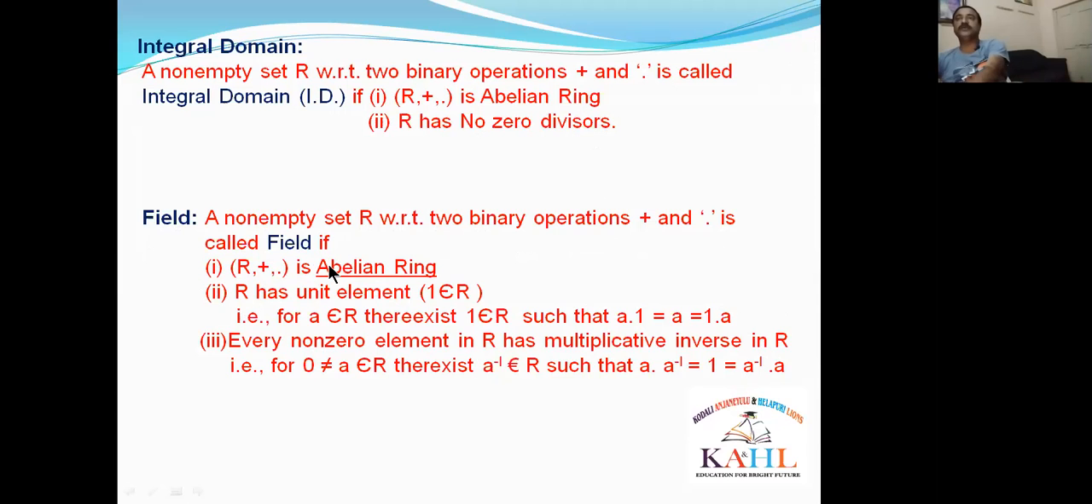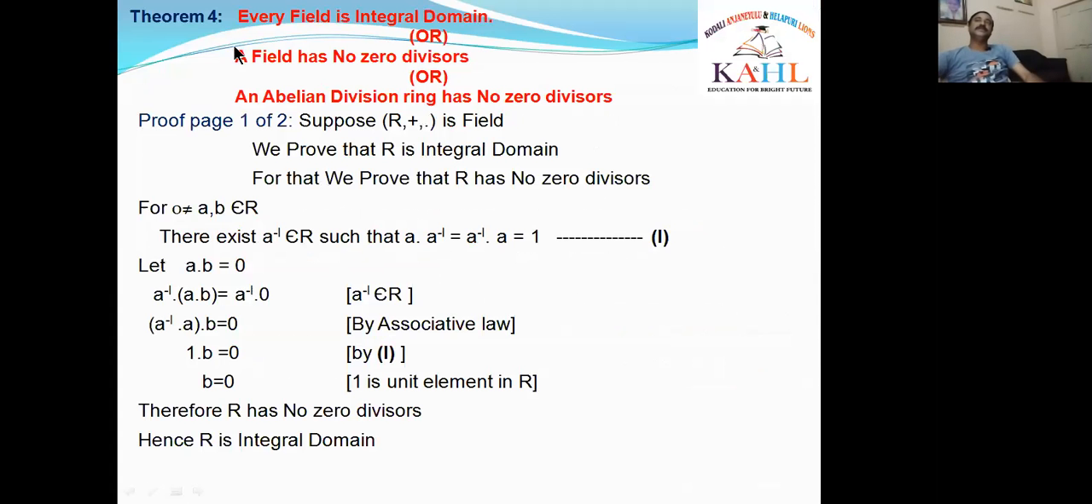Now we are going to the important theorem, that is theorem 4: every field is an integral domain. It may be asked in the university question paper in another form: a field has no zero divisors. Or there is a third form: an abelian division ring has no zero divisors. We have already discussed that an abelian division ring is a field. Abelian division ring means field; field is replaced with abelian division ring.